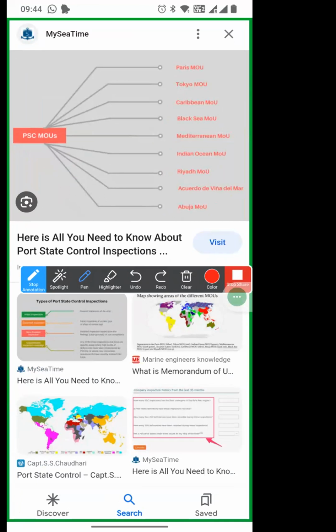And MOU is what? This is a group of port state control. Paris MOU, Tokyo MOU, Caribbean MOU, Black Sea MOU, Mediterranean MOU, Indian Ocean MOU. India is a member of Indian Ocean MOU. Riyadh MOU, Acuerdo de Viña del Mar, and Abuja MOU. So total 9 MOU are there.